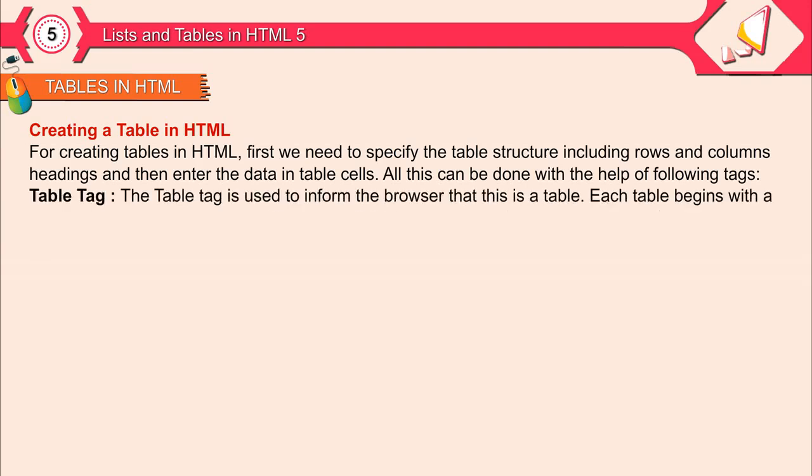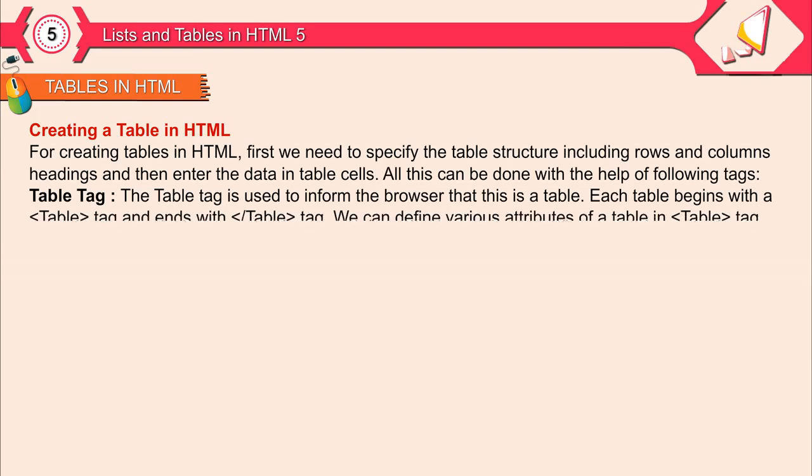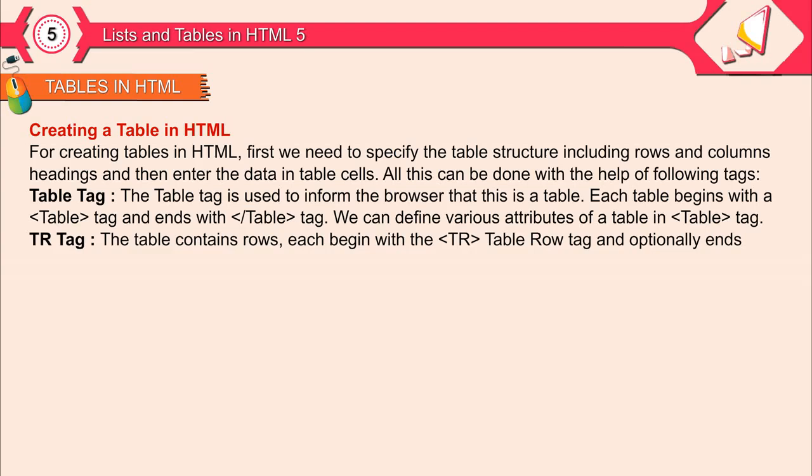Table tag. The table tag is used to inform the browser that this is a table. Each table begins with a table tag and ends with /table tag. We can define various attributes of a table in the table tag. TR tag. The table contains rows, each begins with the TR, table row tag, and ends with the /tr tag.